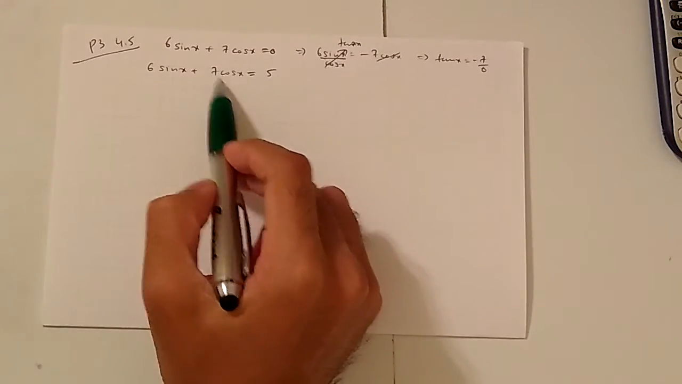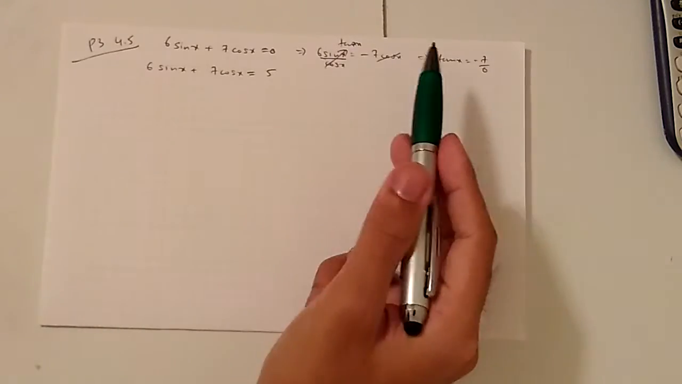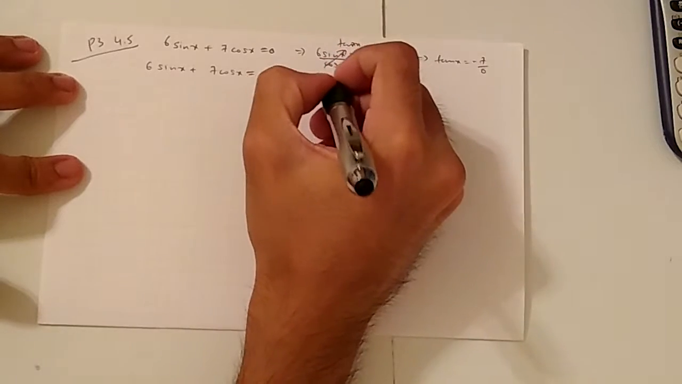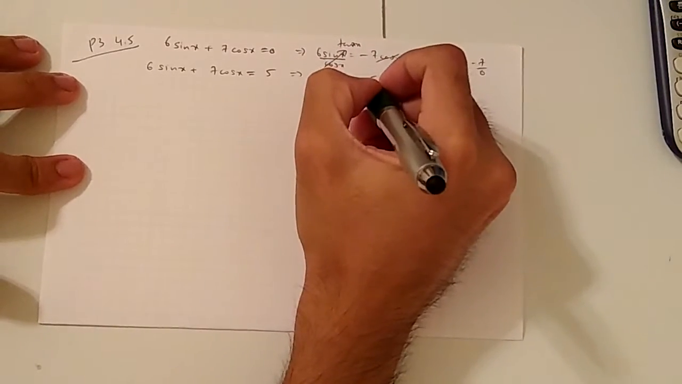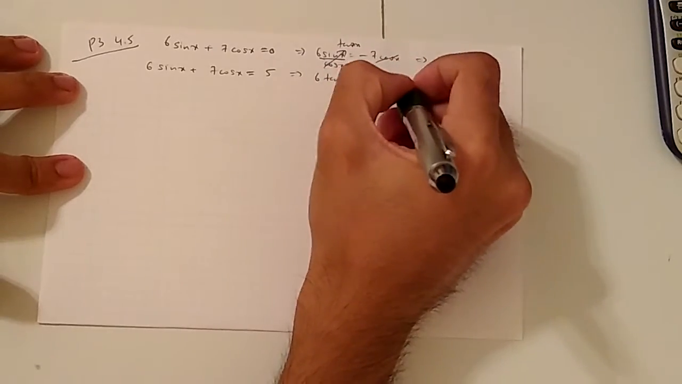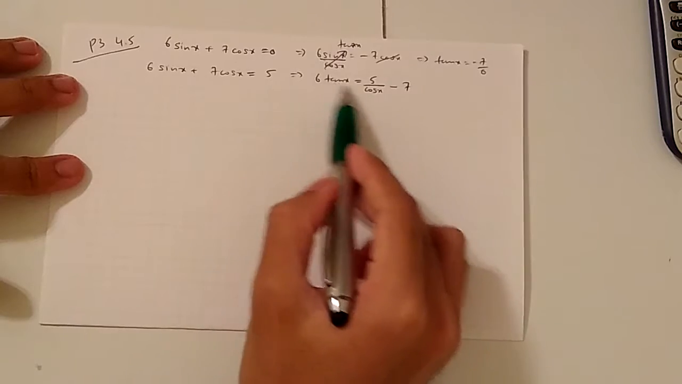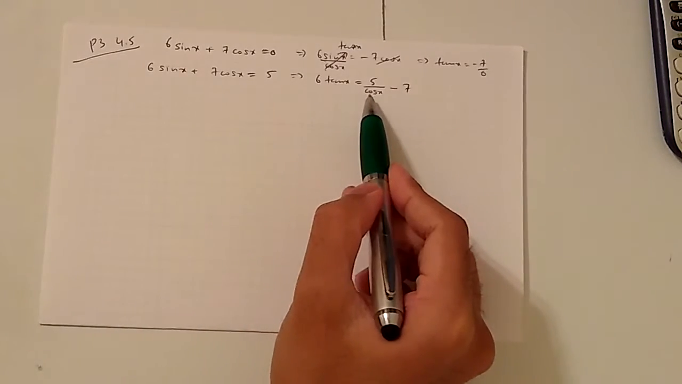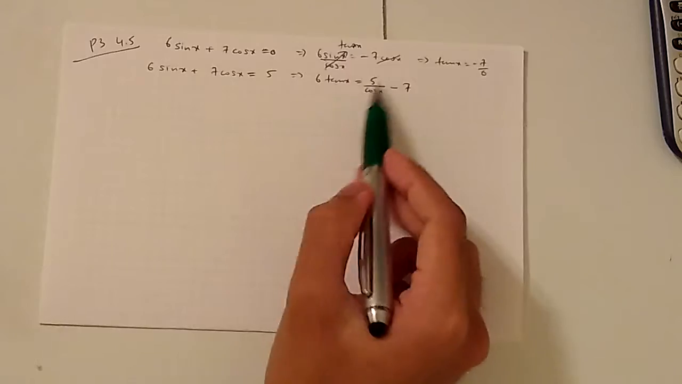You cannot simply take 7 cos x to the other side, because if you take 7 cos x to the other side and divide all sides by cos x, you'll end up with 6 tan x is equal to 5 by cos x minus 7. So we have still not been able to get rid of the fact that we have two trigonometric ratios in our equation. So this is definitely not possible to be solved in this manner.